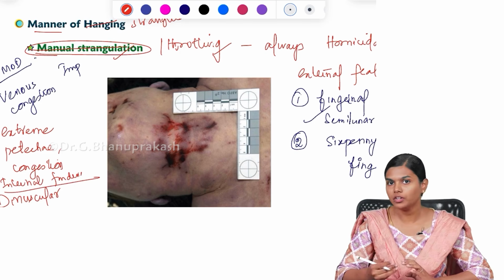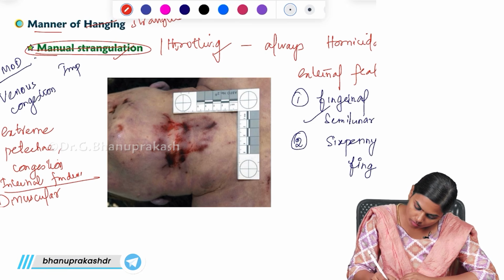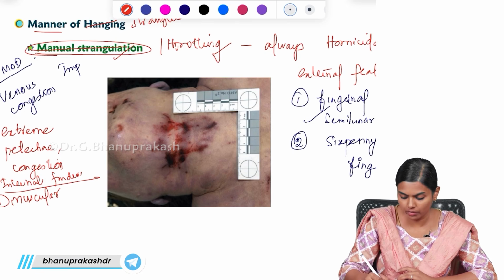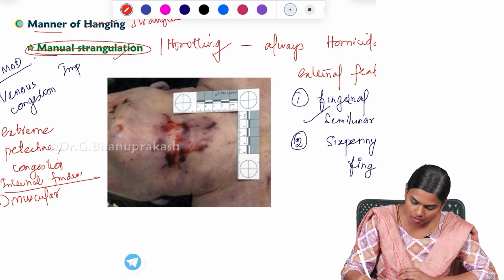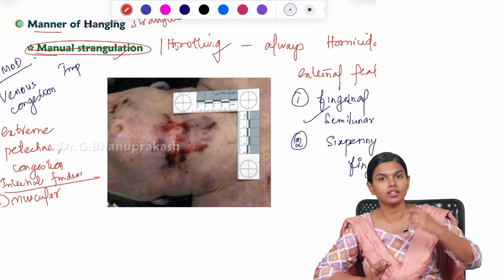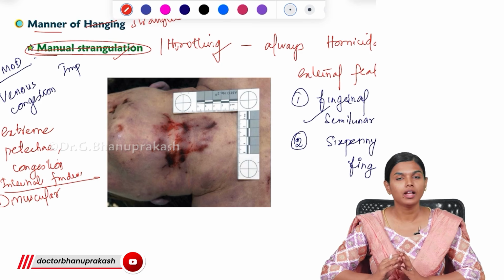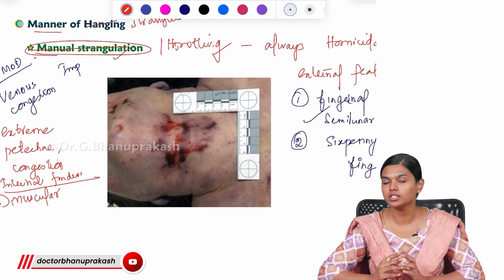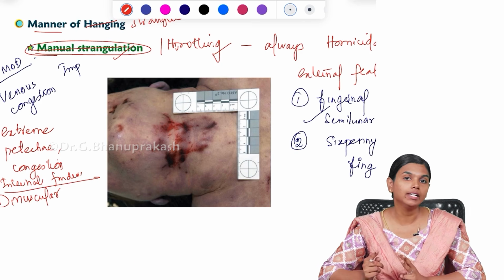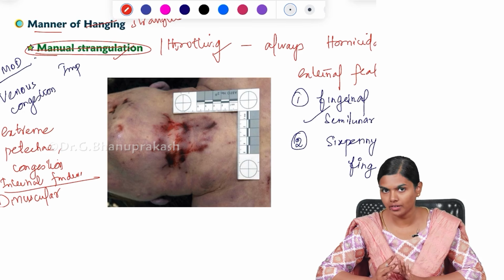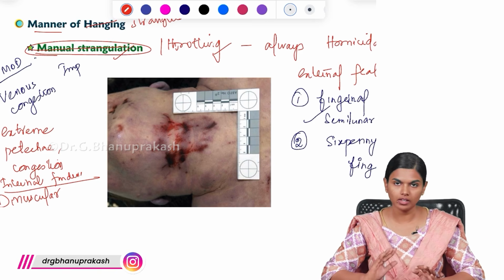Apart from that, you will also see fracture of the hyoid bone, which is mostly an abduction fracture. Abduction fracture of the hyoid bone is usually seen in throttling or manual strangulation. Manual strangulation itself is an important question. What they usually ask is what is the manner, what are the external findings that you usually see, and what are the internal findings that are very typical of manual strangulation. Manual strangulation, other name throttling, and all these features you will see in this case.